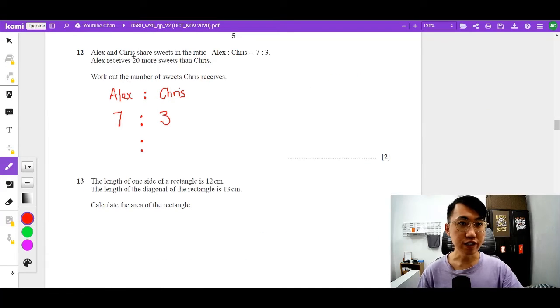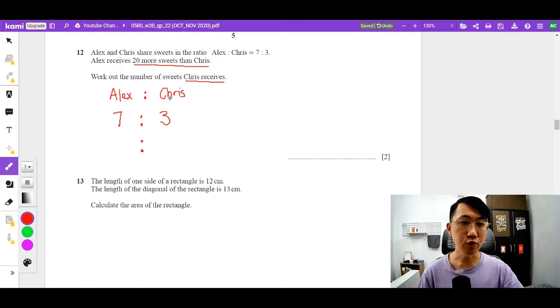Alex and Chris shared sweets in the ratio where Alex gets 7 parts, Chris gets 3 parts. Alex received 20 more sweets than Chris. Okay, very important clue here. Work out the number of sweets that Chris received. That's the end of the question, right? You need to find out the number of sweets that Chris is going to get.